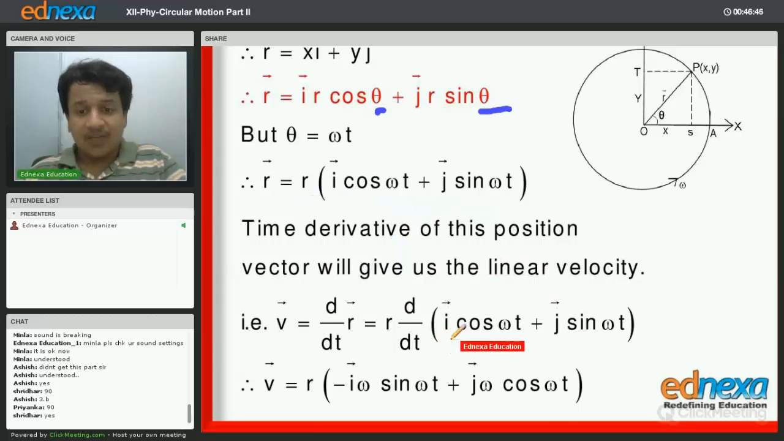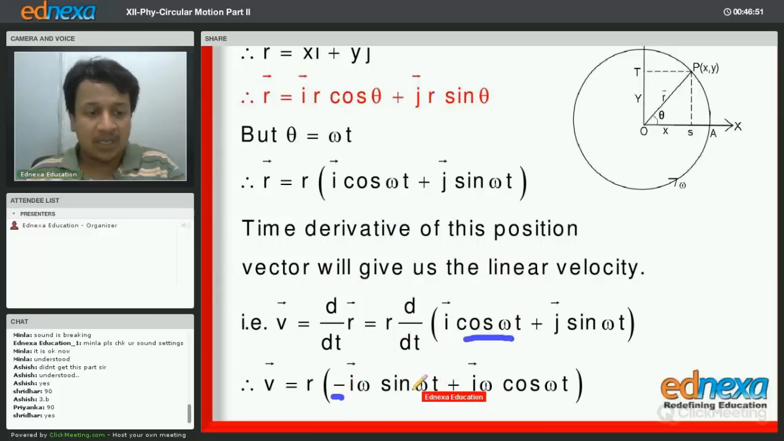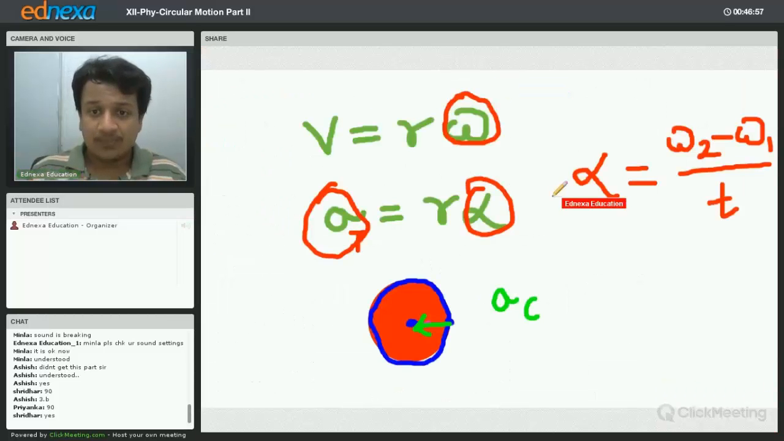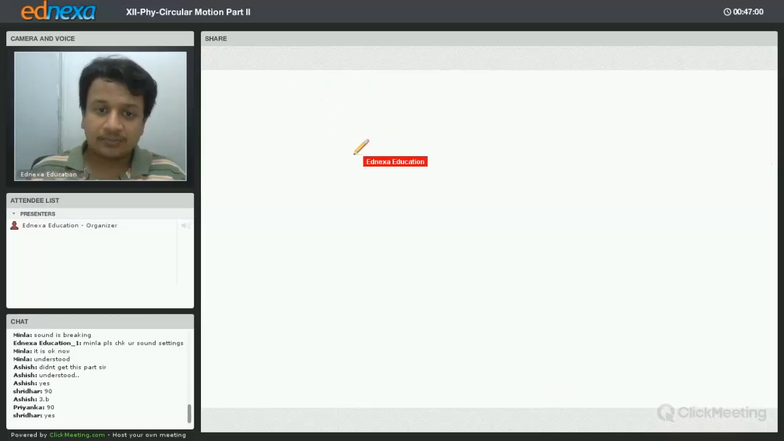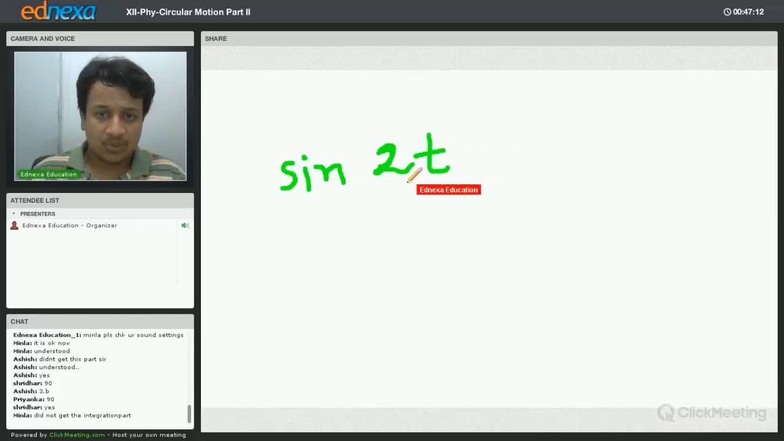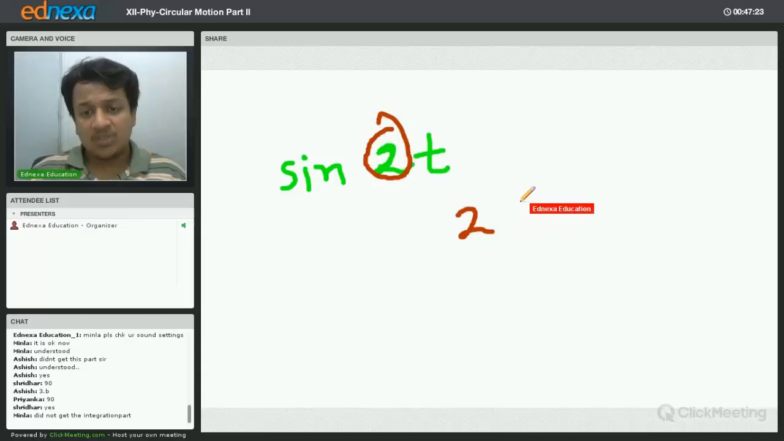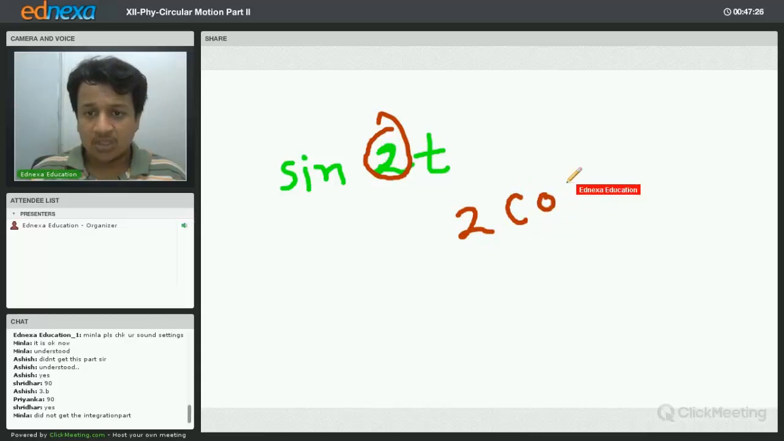What is the derivative of this value? What is the derivative of cos theta? Derivative of cos theta is minus sin theta. But over here we are going to use the chain rule. You may ask me, sir, what is this chain rule? See, pay attention. Suppose there is sin 2t, then according to the chain rule this 2 will come outside, and the derivative is 2 times the derivative of sin, which is cos, so 2 cos 2t.